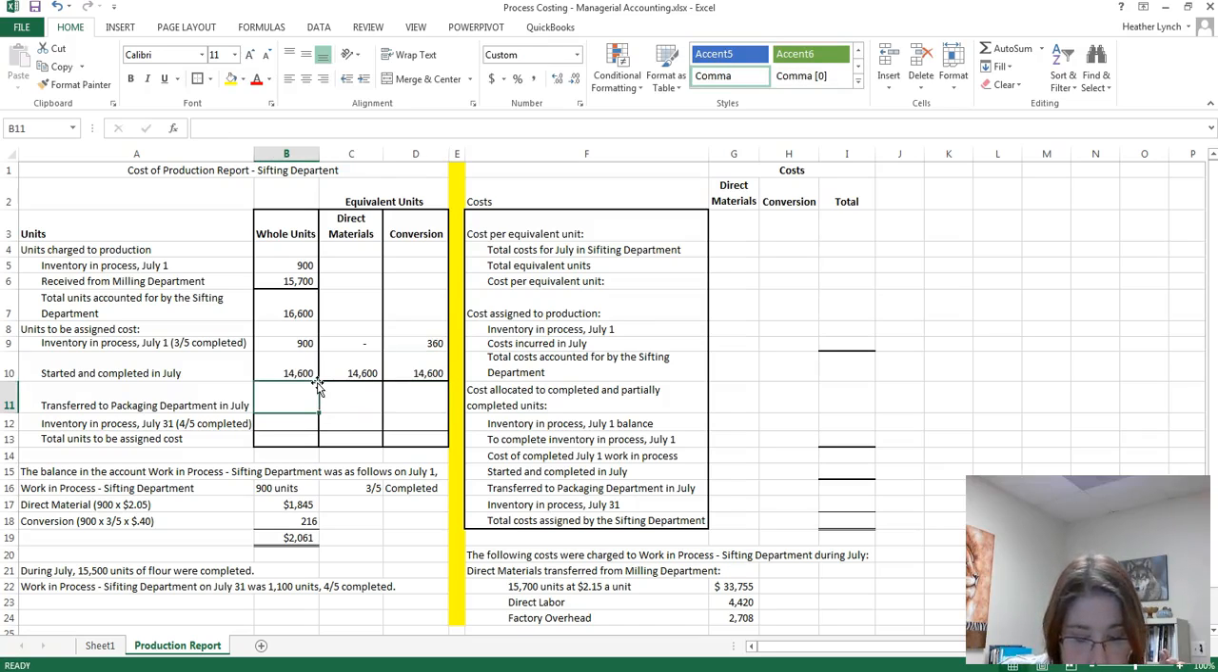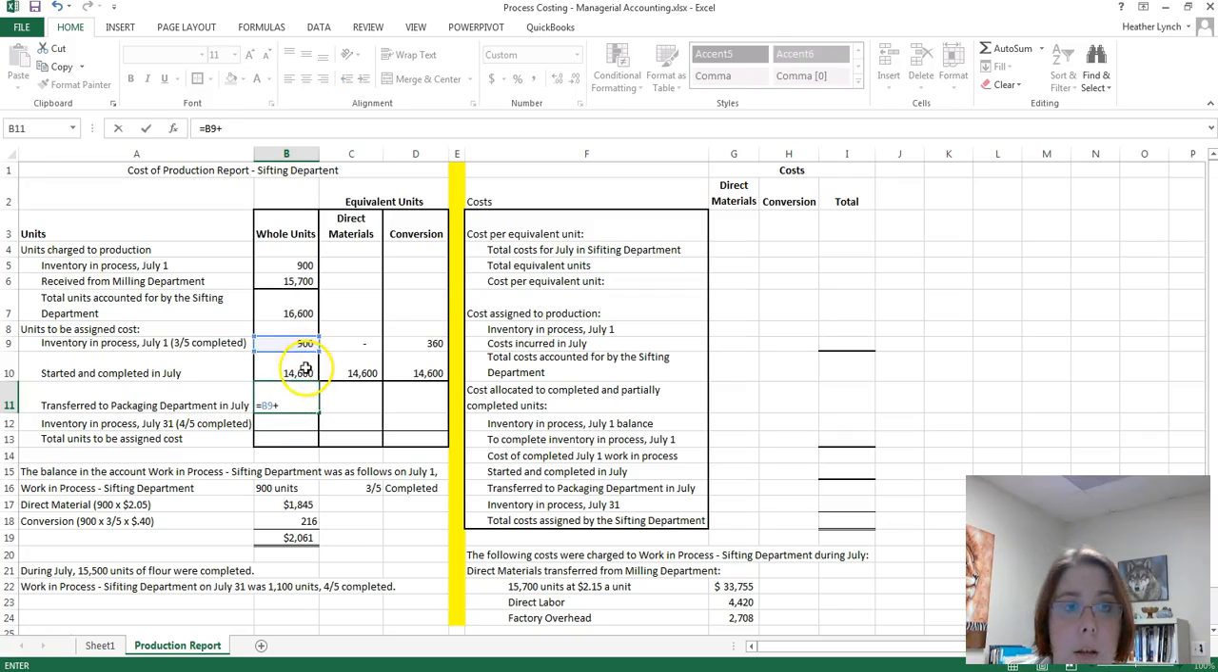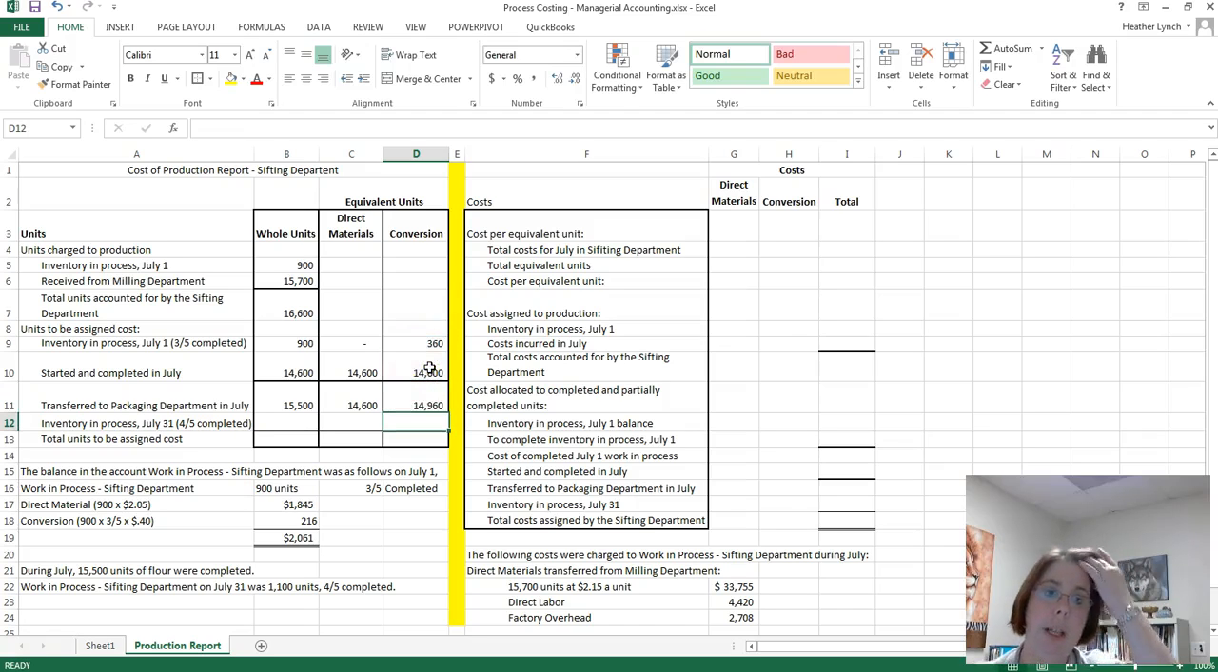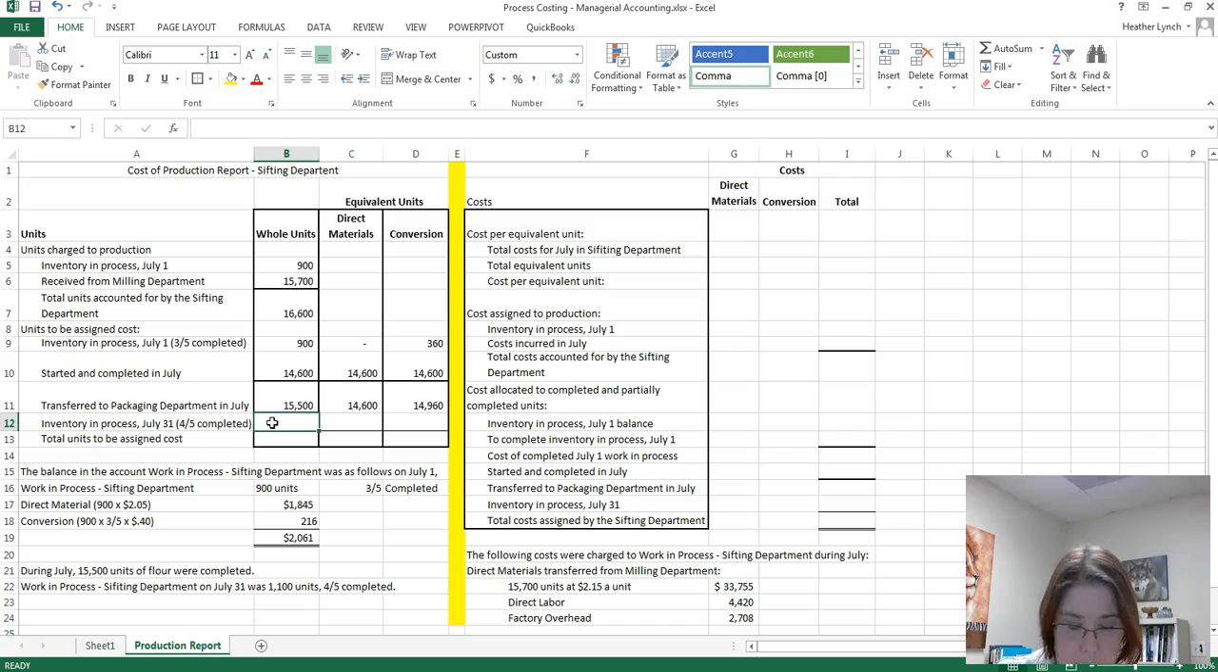So what we're going to be doing is transferring started and completed. Now, inventory in process July 31st, 4/5 complete. Okay, again, critical thinking, we have for the material.